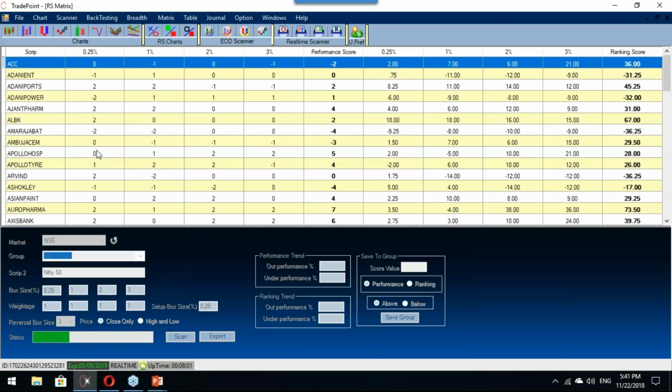So, what is this output going to throw up? The numerator being F&O stocks and denominator being Nifty 50.